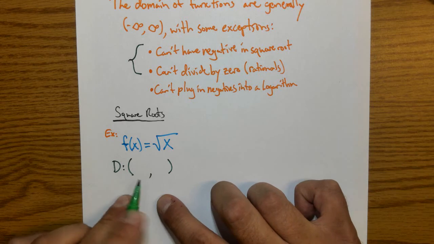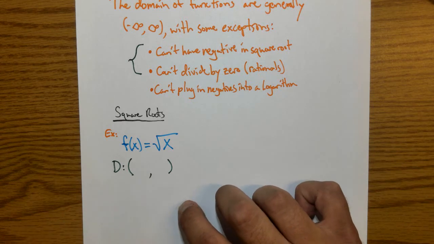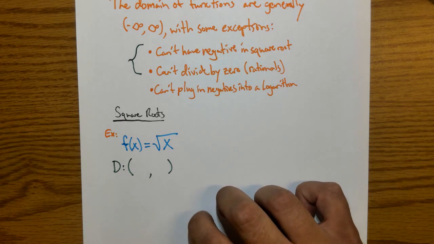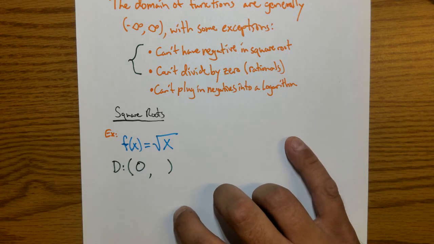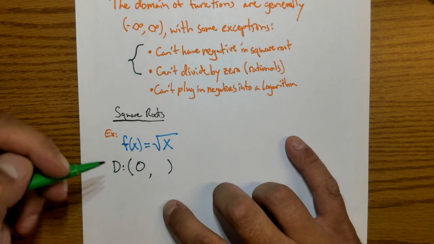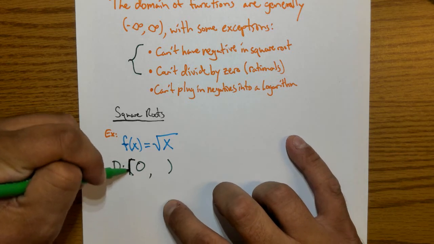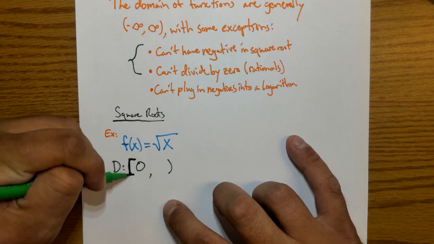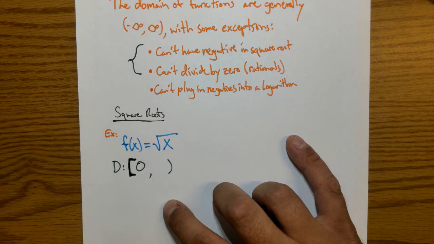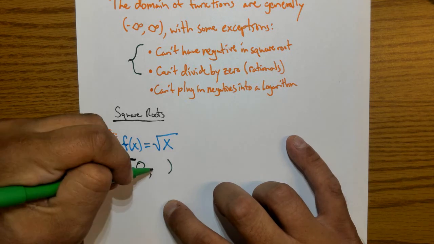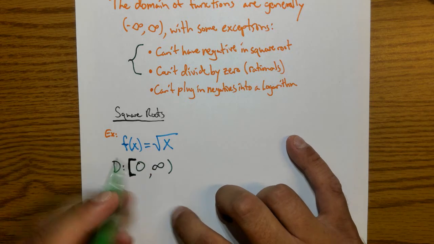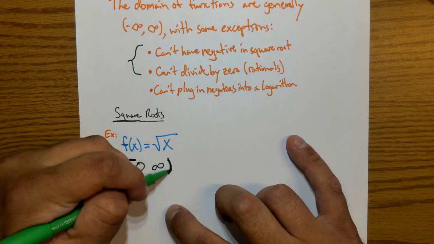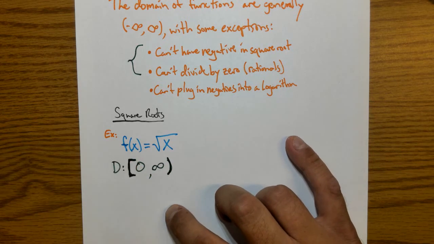That's what the domain is telling me. Well, I know that I can plug in 0, and I know I can't plug in anything to the left of 0. So my left bound is 0. Actually, I have to be more specific. I can plug in 0, right? So that's going to be a bracket. And 0 to, I can plug in any large number, right? 0 to infinity. And if you're wondering, whenever we have infinity, we never use brackets. We always just use the parentheses, okay?